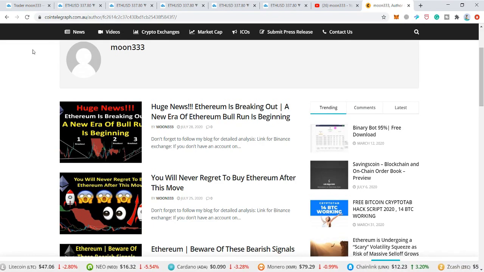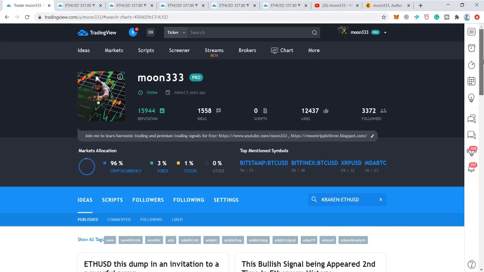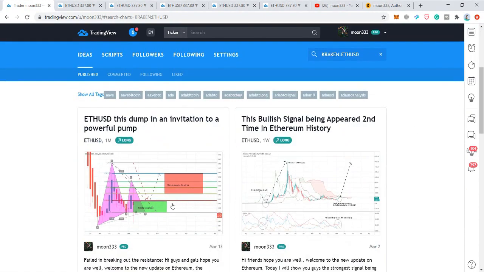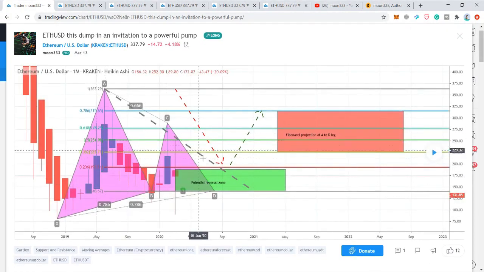Before moving to the chart, I would like to give you some recap. This was the chart that I shared with you guys back in March 2020 when the price action of Ethereum completed the final leg of the bullish gauntlet pattern, same as Bitcoin, and the price action entered this potential reversal zone. After the initial leg, it retraced between the 0.618 to 0.786 Fibonacci retracement level. Then it was projected between 0.382 to 0.886 and entered here in the 0.618 to 0.786 Fibonacci retracement level.